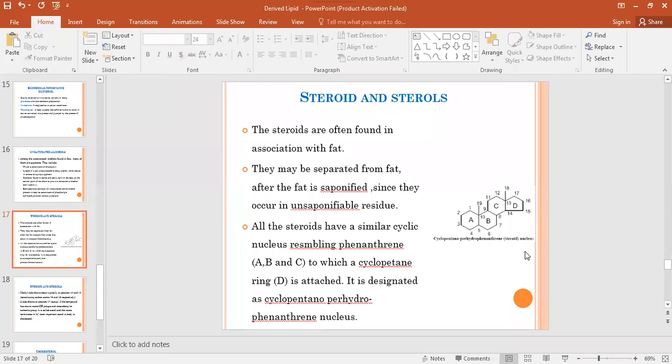By the attachment of which group to the cyclopentanoperhydrophenanthrene nucleus is this converted to sterol? Which group is attached to this nucleus? Very good. On the attachment of a hydroxyl group, this cyclopentanoperhydrophenanthrene nucleus is converted to sterol.